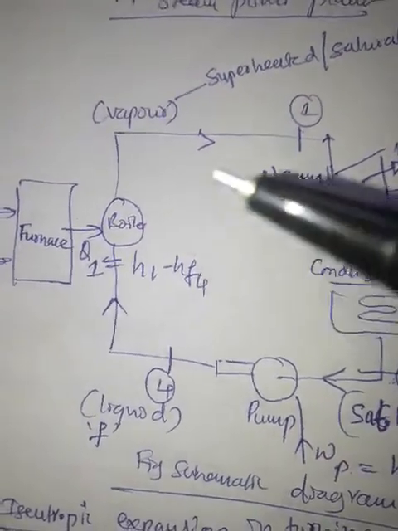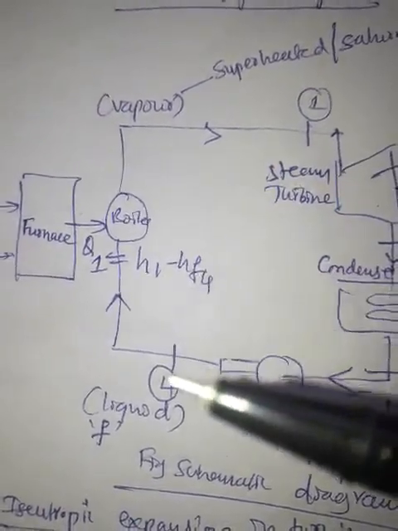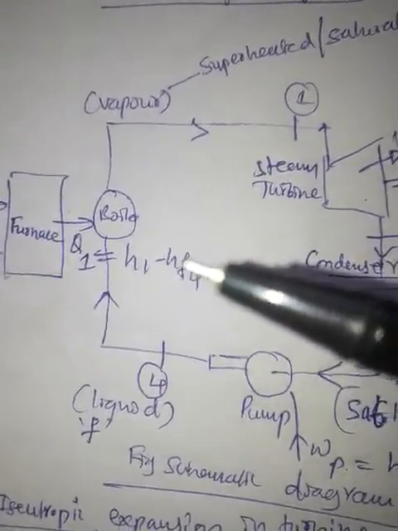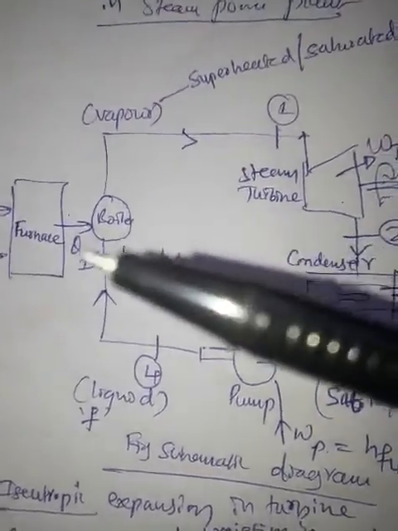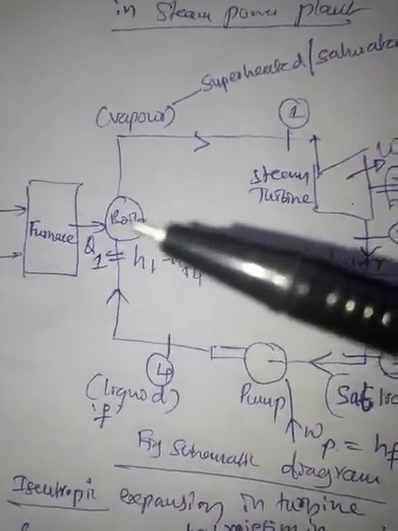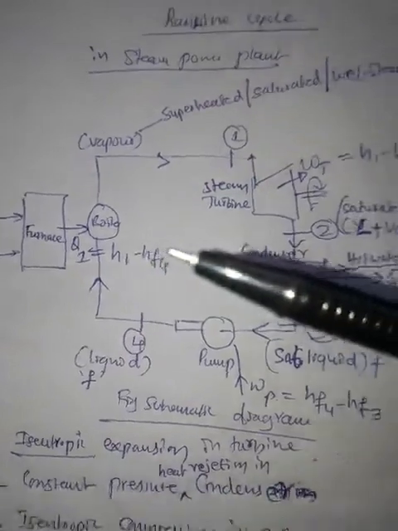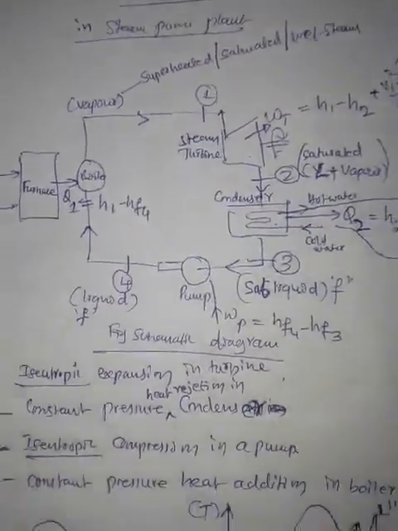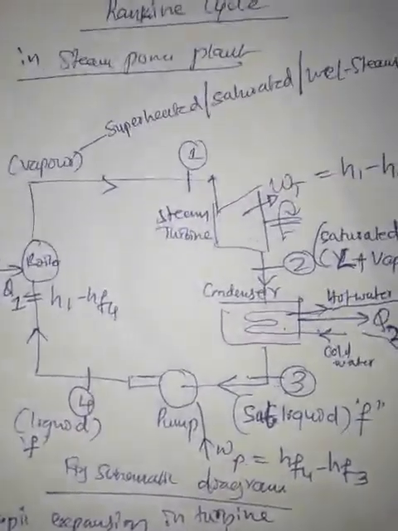So that is, higher enthalpy is H1 and inlet enthalpy is HF4. H1 minus HF4 is the quantity of heat energy supplied to the water inside the boiler. So this is the steady flow energy equation. Now let us come to understand the processes inside the Rankine cycle.